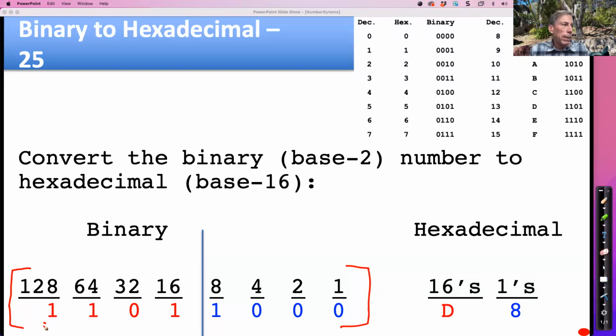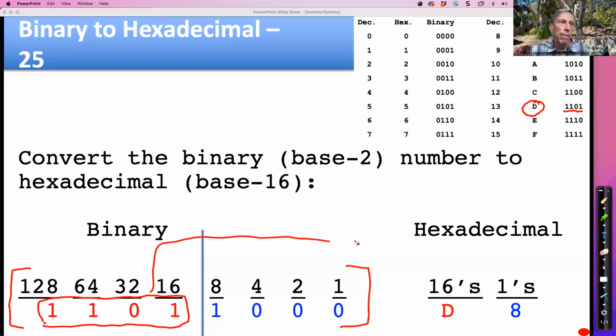All right, but we're going to just take these first 4 bits here. What do we have here? 1101. Let's find 1101 here, right there. What is that? That's a D. Okay, so I'm going to just take this, and in hexadecimal, I'm just going to put a D right there. Isn't this easy? Especially when you make this little chart here.